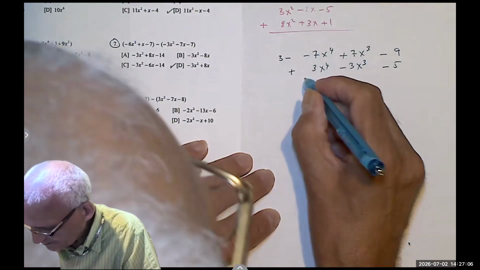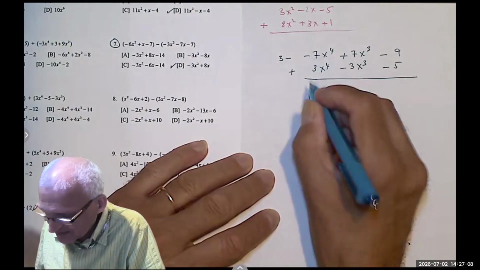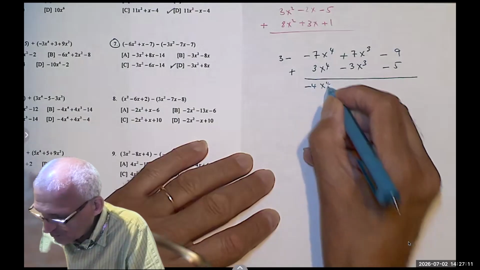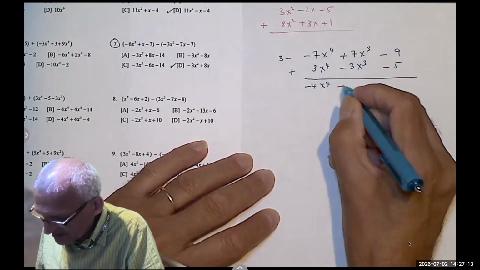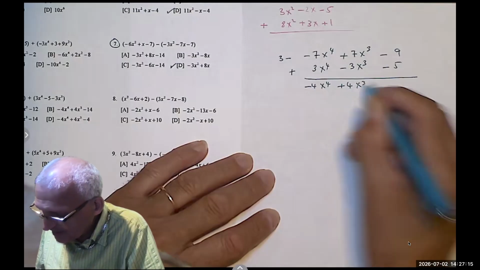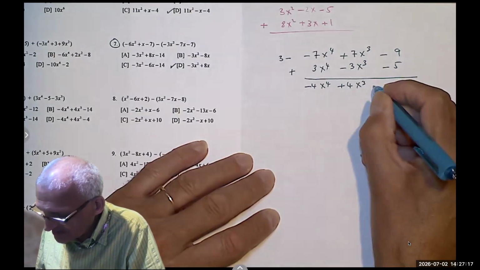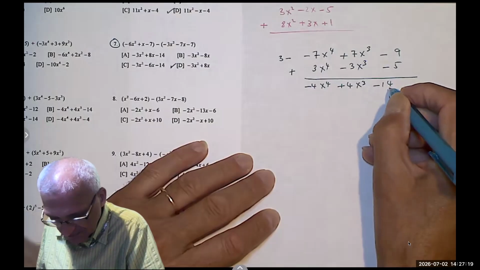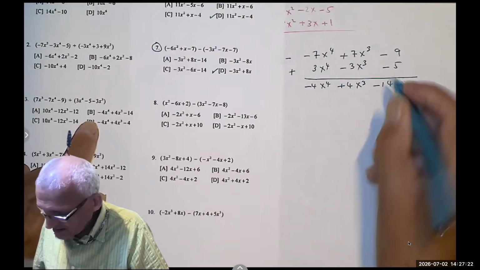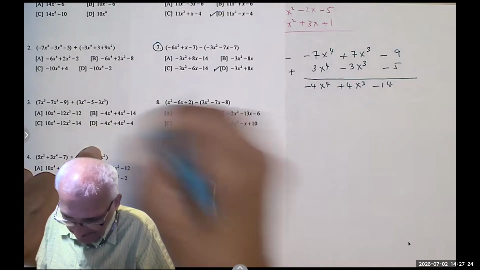It's so easy. Negative 7 plus 3 is negative 4x to the 4. 7 minus 3 is positive 4x cubed. And negative 9 minus 5 is negative 14. So that is B. Yeah, B.